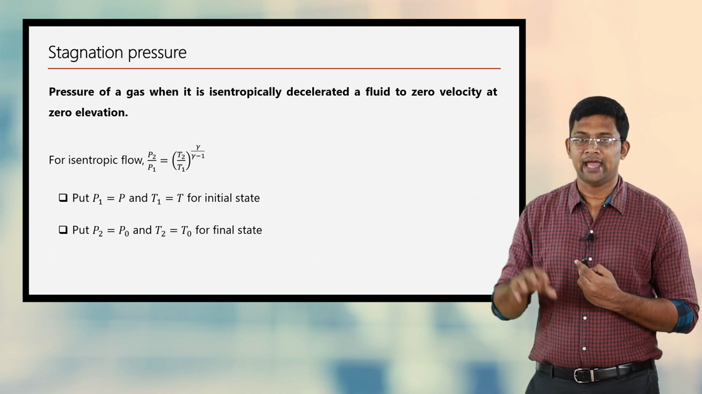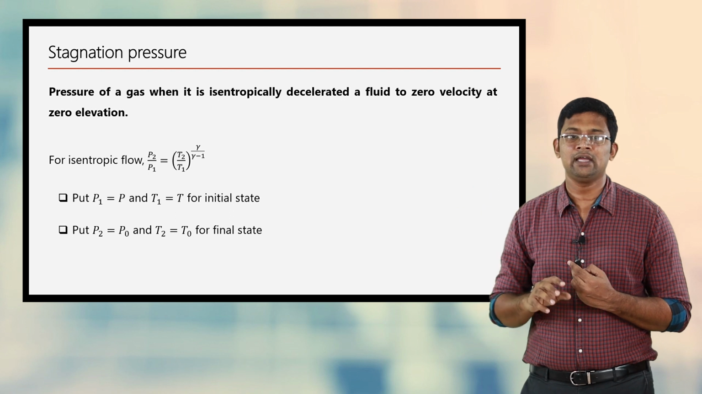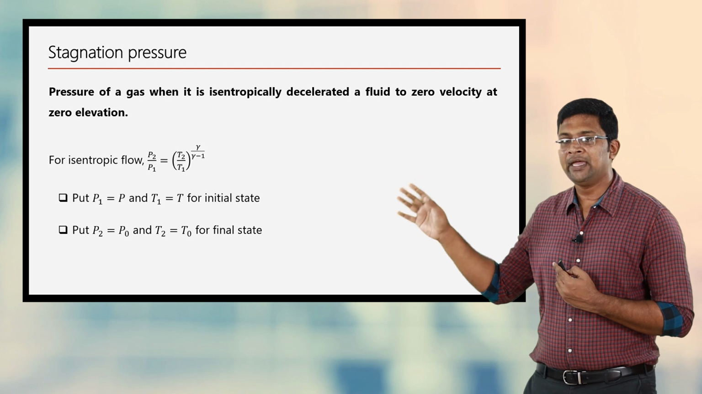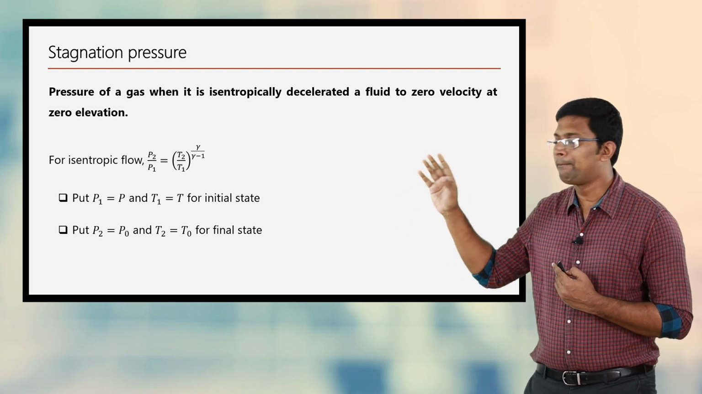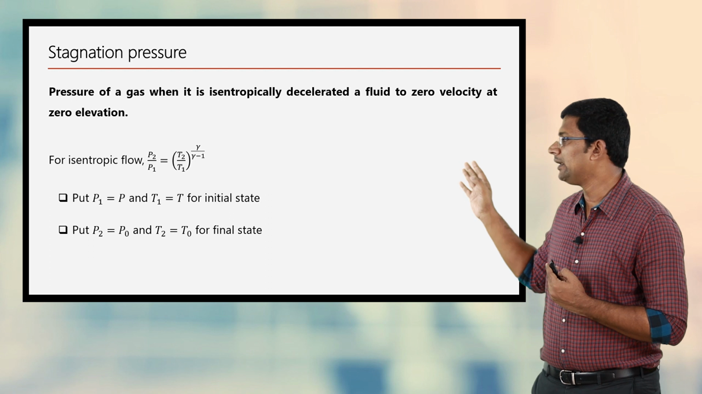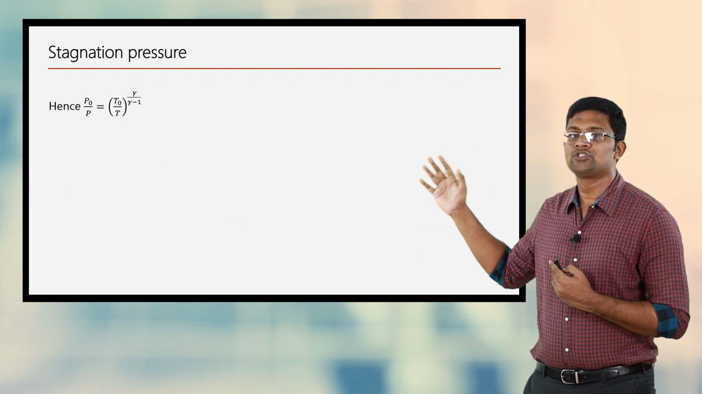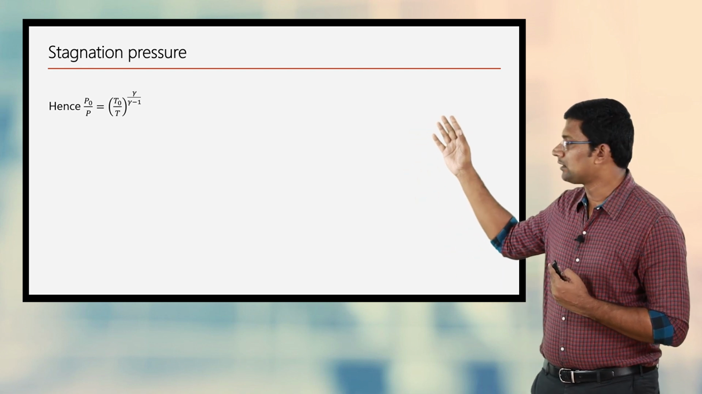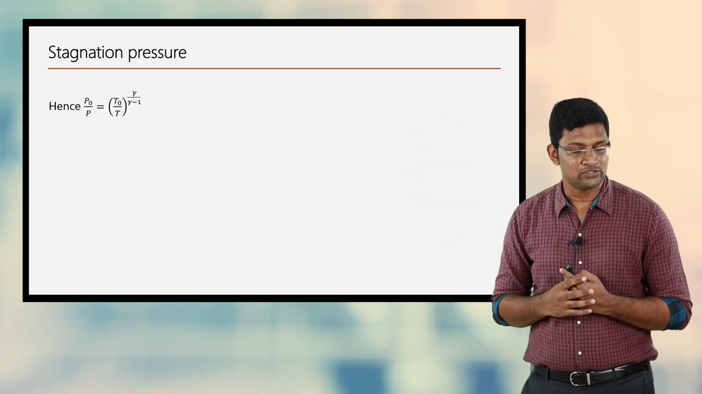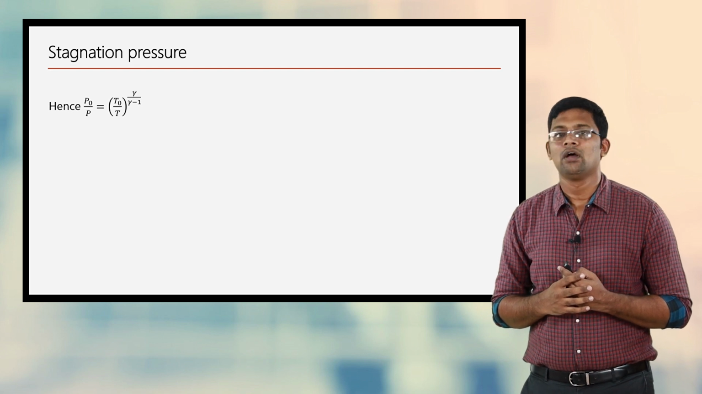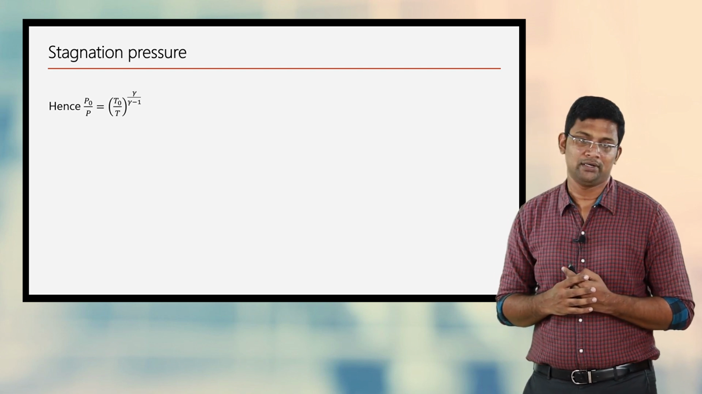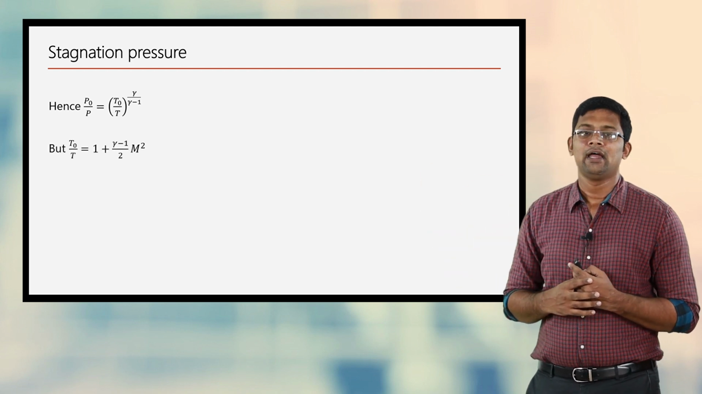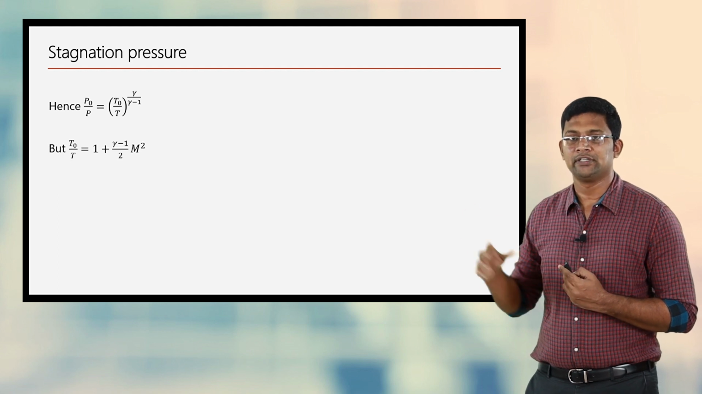And for the final state, as I told, we are decelerating to zero velocity. So the conditions obtained will be corresponding to the stagnation conditions. So P2 will be equal to P0 and T2 equal to T0. So that is the change to be made in the final state. So the expression can be rewritten as P0 by P is equal to T0 by T all raised to gamma by gamma minus 1. But just before, we have seen an expression for T0 by T and we are substituting that expression in the above equation.